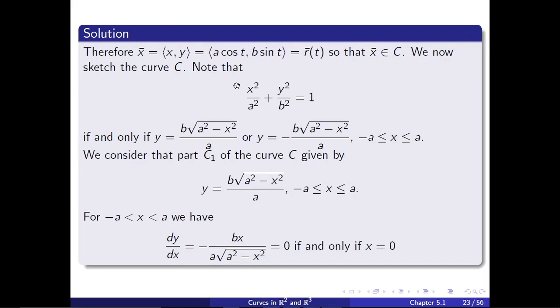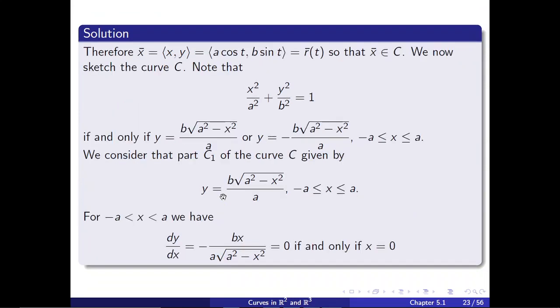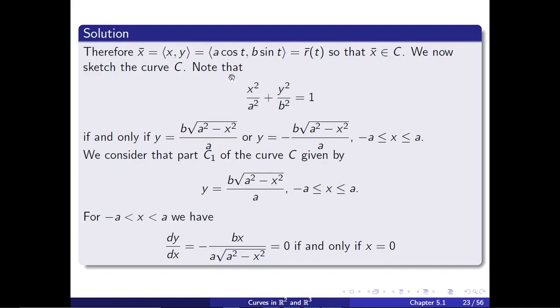So we now sketch the curve. We've shown the first part, the if and only if statement in the example here. Now we want to finish off by sketching the curve, right? So we have said that x squared over a squared plus y squared over b squared is equal to 1. And we know that this can only be true for certain values.